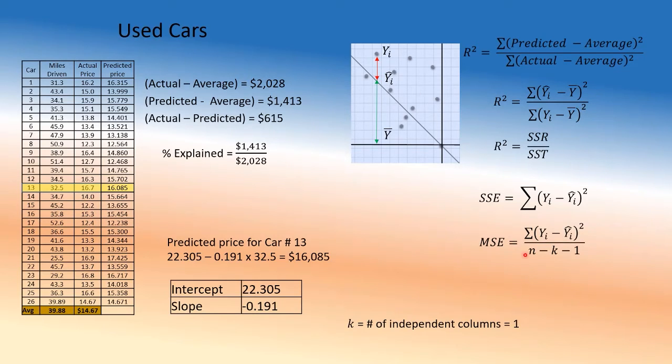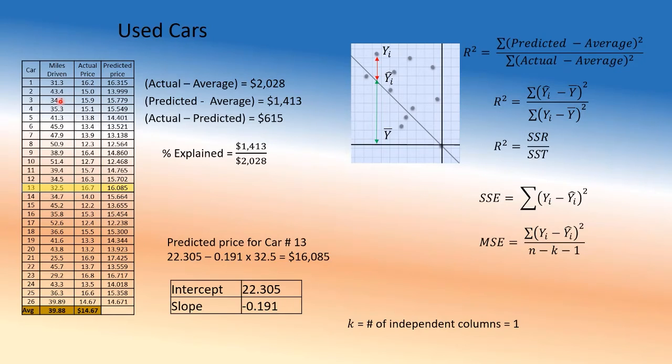There, n minus k minus 1. Not n minus 1, n minus k minus 1. What is k? Number of independent columns. In our case, it is 1. That's the independent column, miles driven. We only have one independent column, miles driven.